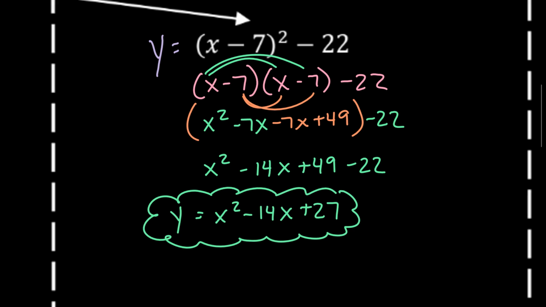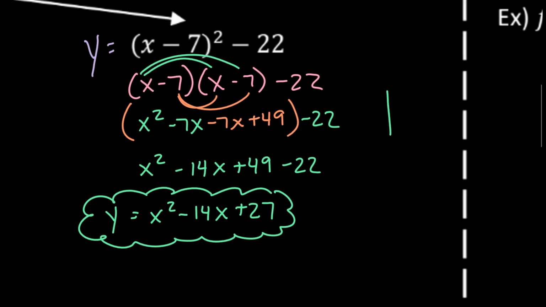If you don't like the distribution method, that is fine. Over to the side, you could have done x minus 7 times x minus 7 in the box. Is this way more writing? Yes. But again, if this is how you think about it and how you do it best, then do it that way.